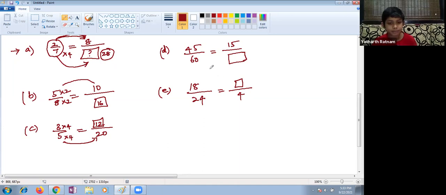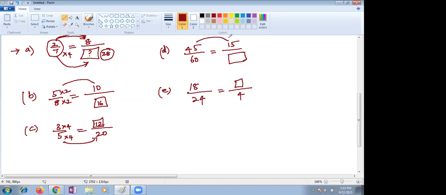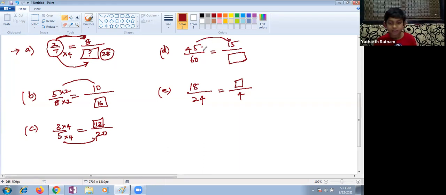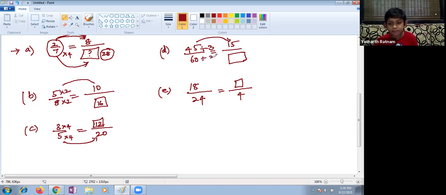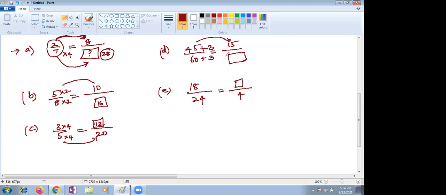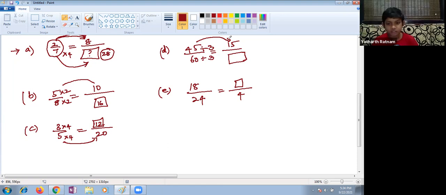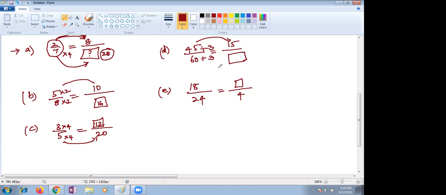Next, Yadharth. Yadharth, Nana, here numerator 45 reduces to 15. Ma'am, 15 3s are 45. Very good. So we need to figure out what 3s are equal to 60, ma'am, or 60 divided by 3, which is 20, ma'am. Very good, Nana. So it is 20.